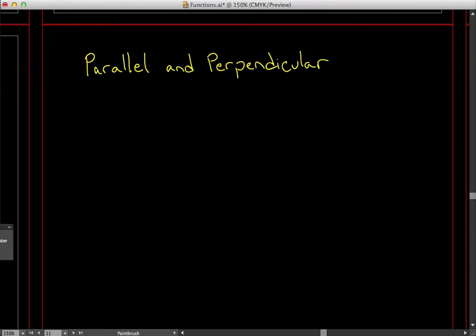So the last thing that we need to discuss with slope is parallel and perpendicular lines. So if we're actually given an equation of a line, some given line, let's say that it's given to us in point slope form. So we have y minus y1 equals m times x minus x1. And then we're asked to create the equation of a line that is parallel to this line.